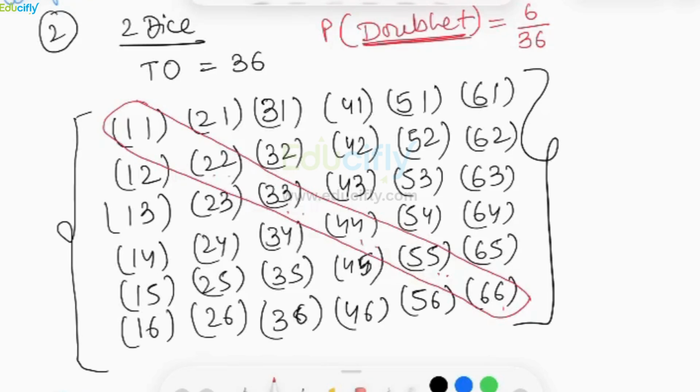Okay. So now we need to understand one more thing. They can ask you even the weirdest questions, right? They can ask you, what is the probability of getting a prime number on the first die?